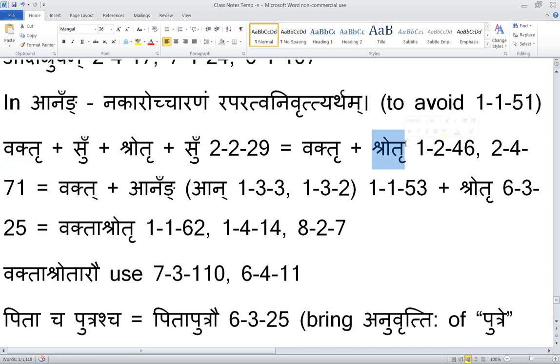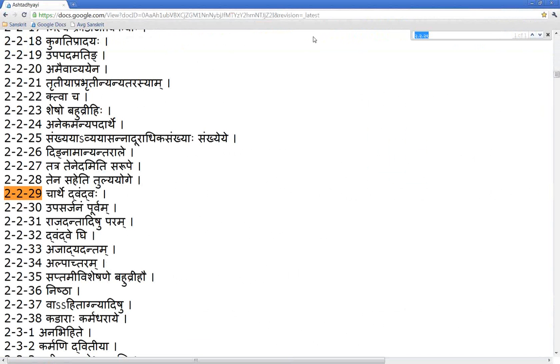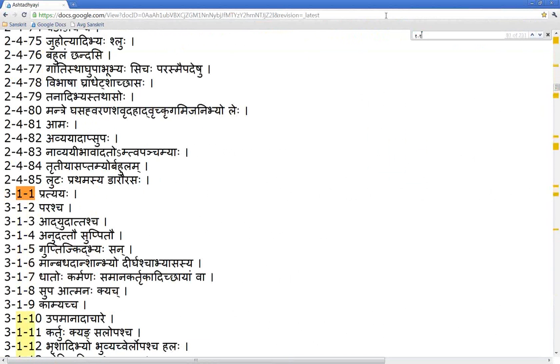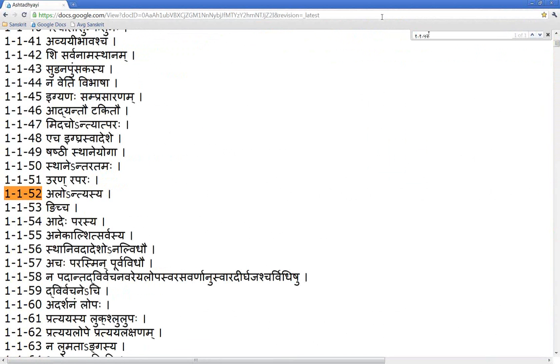Uttarapada follows. Uttarapade means Purapada Sambandhi Karyam. So Anangadesha again, we talked about last time, is we have Alontyasya and then Anekashis. Any time you do an Adesha, you should immediately think of these four rules: Alontyasya, then Nitya, Ade Parasya, Anekashis Sarvasya. Always keep these four rules in your mind.